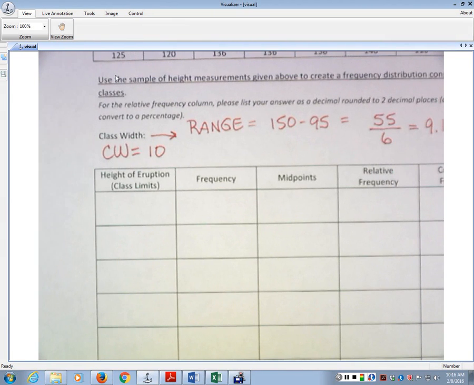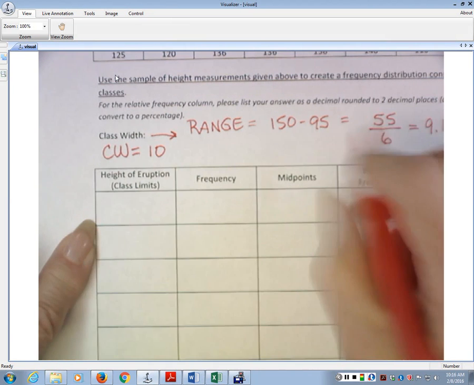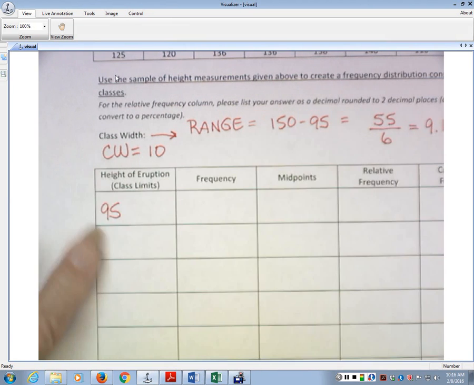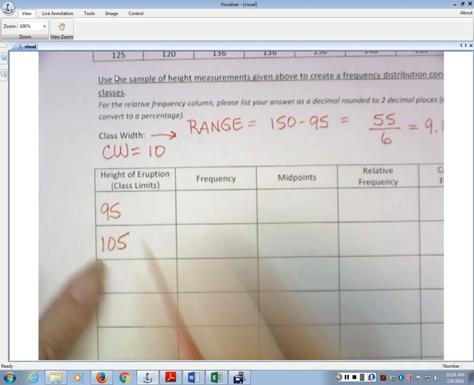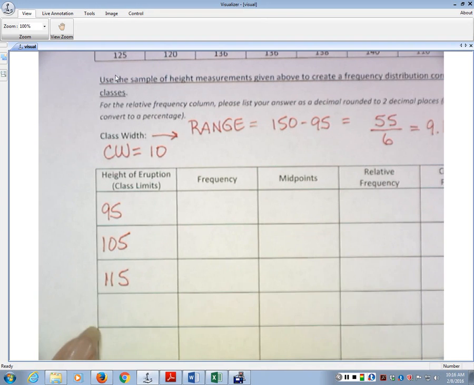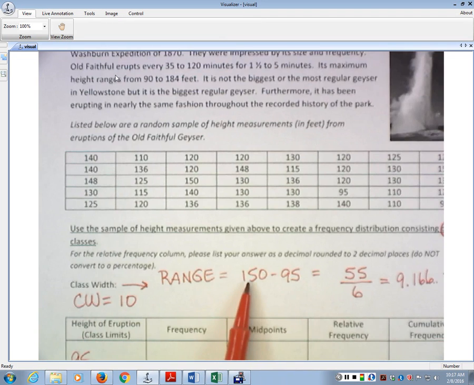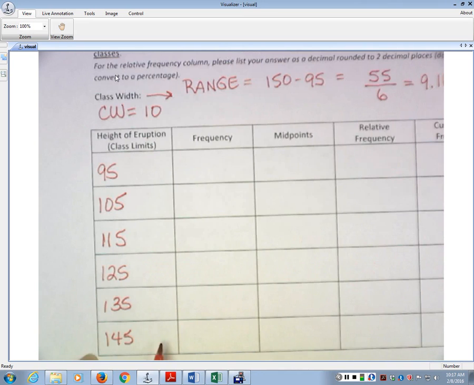So we start with class limits, and the first one's going to begin at 95 because that was the smallest. Yes, the smallest is 95. And we're going to add 10. 95 plus 10 is 105. And then add 10 again, that would be 115. And then add 10 again, and that would be 125. And add another 10, and that's 135. And then add another 10, and that's 145. And that's good because our largest measurement is 150, and it will fit in this last class, because it's more than 145.